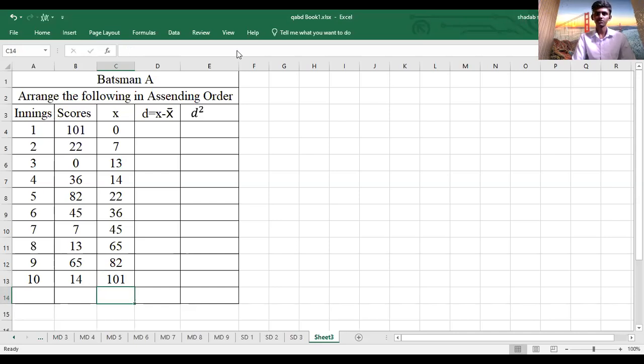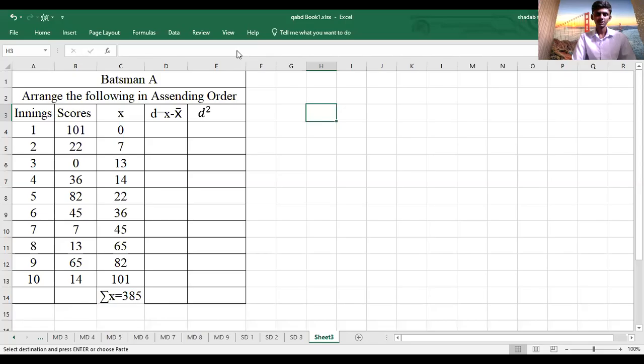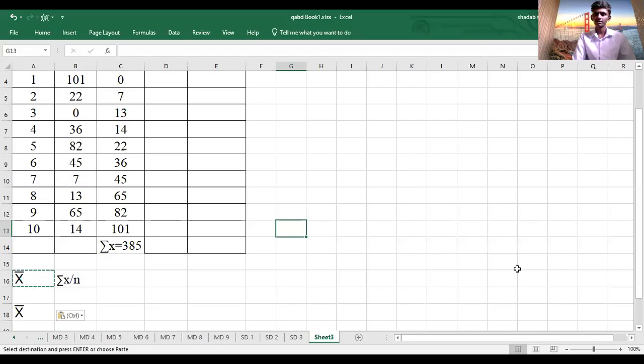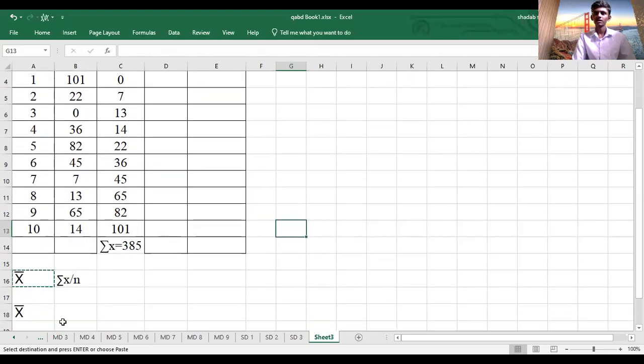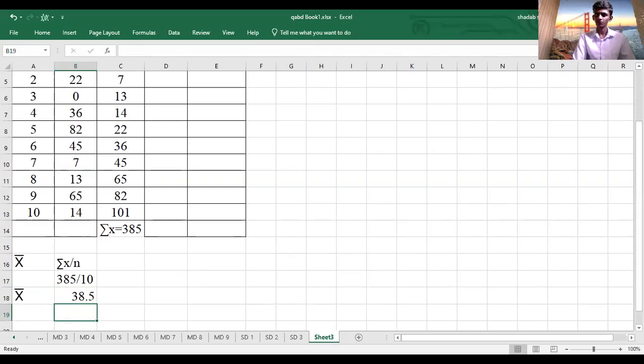If you make a sum of these, you will get sigma x equal to 385, the total runs scored by batsman A. Now for calculating D equal to x minus x bar, we have to find the arithmetic mean. The formula for the arithmetic mean for an individual series is x bar equal to sigma x divided by n. Sigma x is 385 and n, the total number of innings, is 10. Simplifying, 385 divided by 10, you will get 38.5.